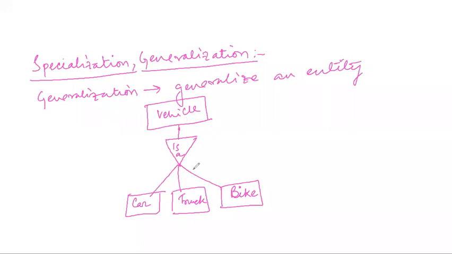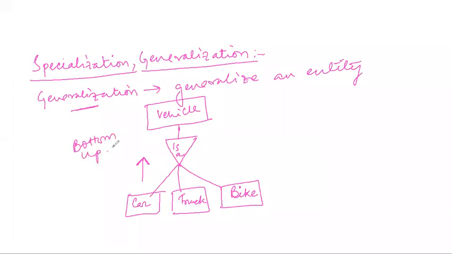this generalization is a bottom up process. Why? Because car, truck and bike, these three are sub entities or subclasses. Now these three subclasses or sub entities can be generalized into one superclass named vehicle. So generalization is a bottom up process.